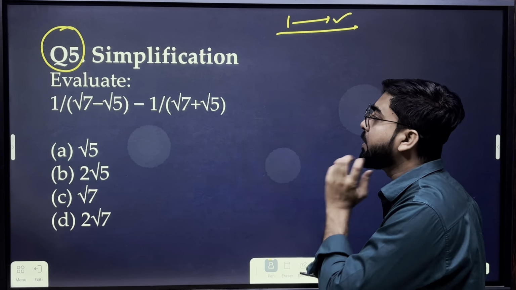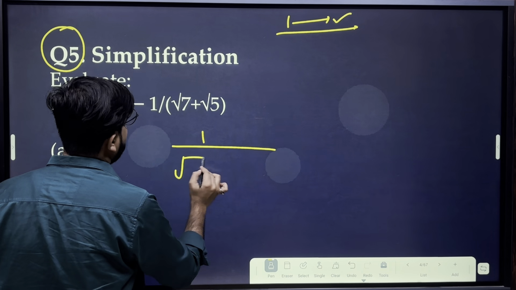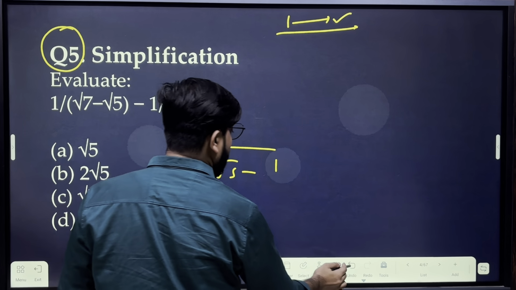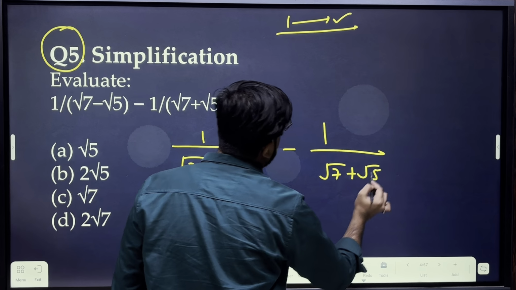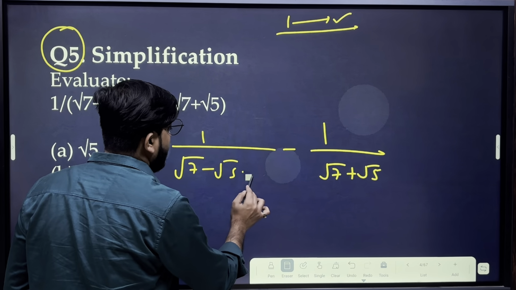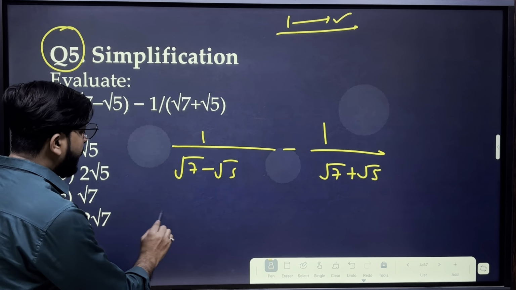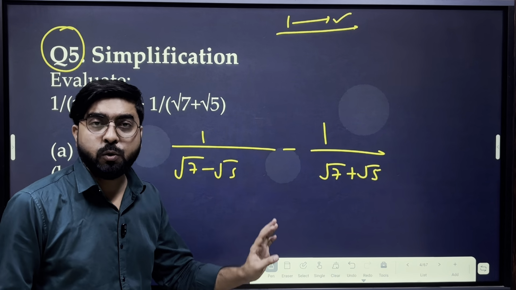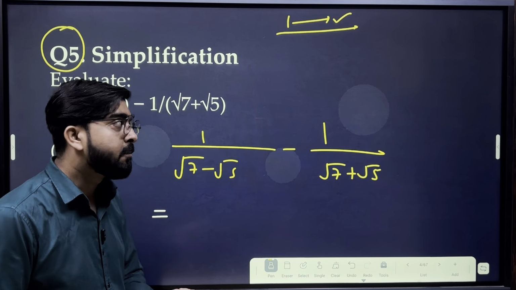Simple question. Evaluate this. Now how can you solve this question? This is written as 1 upon under root 7 minus under root 5 minus 1 upon under root 7 plus under root 5. You know that this is part of rationalization. You do rationalization and you solve this question. You might already be knowing; I'm not teaching the basics, I'm just telling you how you can solve this question.